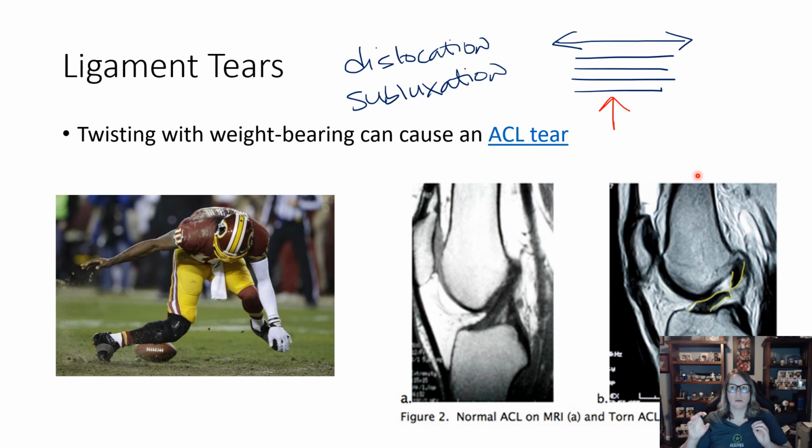Remember, dense, regular connective tissue is one of the few caveats we had to connective tissue in regards to high numbers of vasculature. So because there's such little vasculature and blood flow to ligaments, it takes them a lot longer to heal. That's why ligament repairs take a long time.